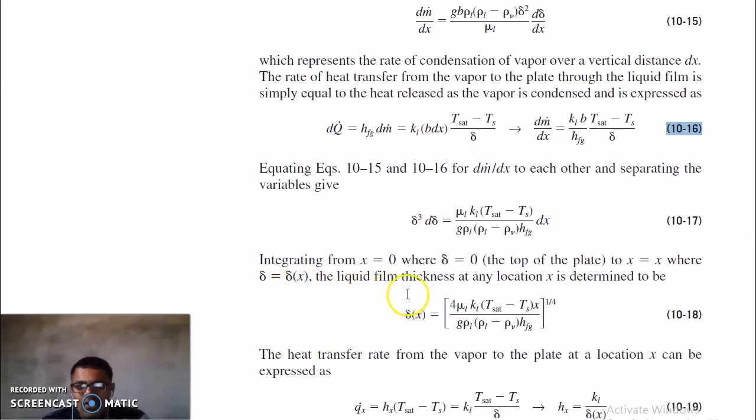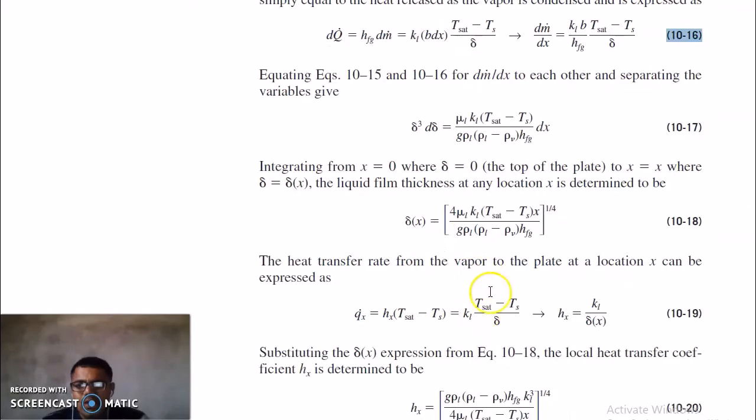You will get the liquid film thickness at any location. You will get the thickness of the liquid film as a function of x. The heat transfer rate from the vapor to the plate at a location x can be expressed as Qx equals Hx times (T saturated minus Ts), which is equal to Kl times (T saturated minus Ts) divided by delta.